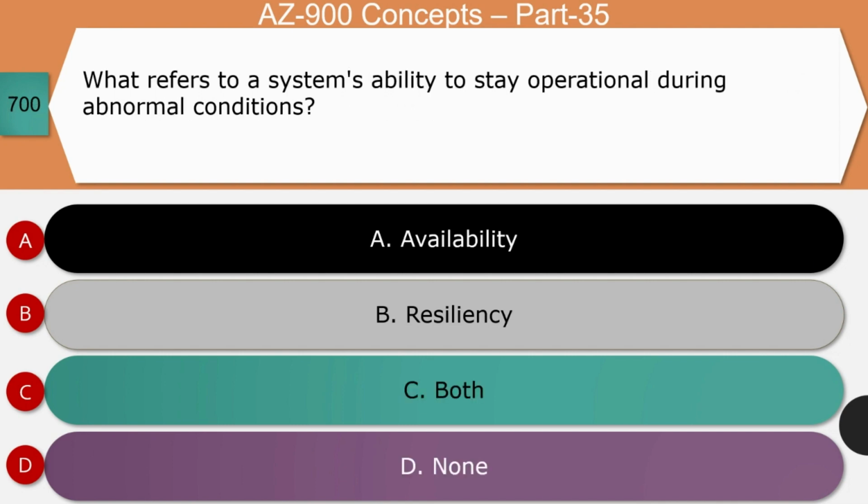Next question, what refers to a system's ability to stay operational during abnormal conditions? Is it availability or resiliency or both or none? The right answer for this question is resiliency. Resiliency in cloud computing refers to the ability of the system or service to withstand and recover from failures or disruptions. This includes the ability to maintain availability and service continuity in the face of hardware failures, network outages or other types of disruptions. And so the right answer for this question is option B.